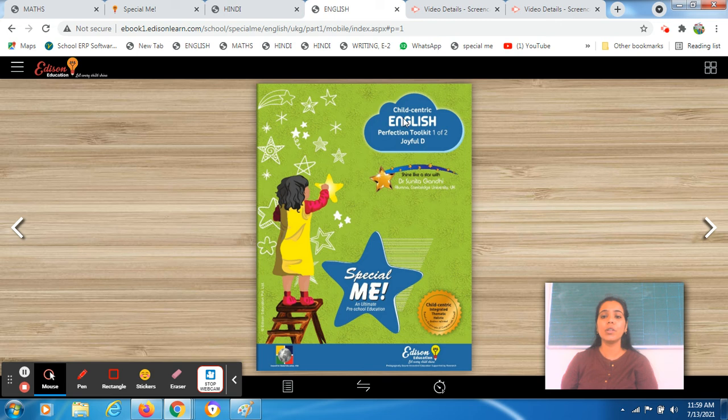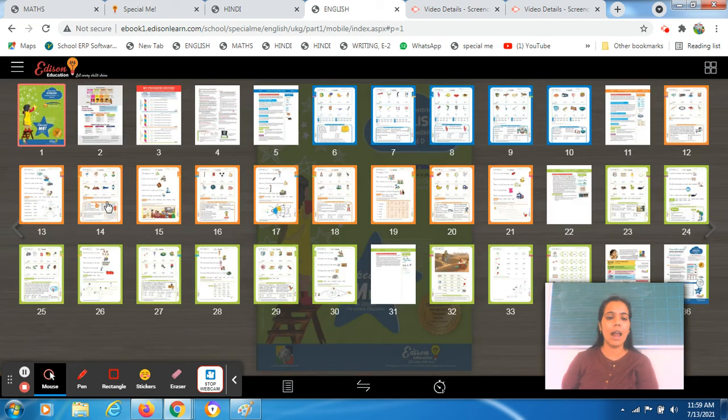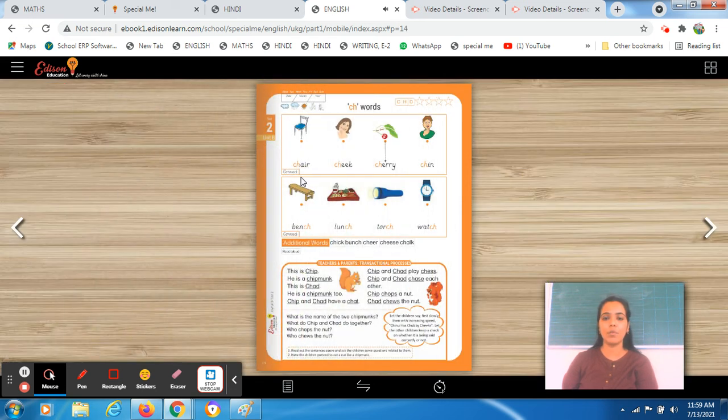So let's start today's concept. Students, you all have to bring out your Child Centric English Perfection Toolkit 1 of 2, Joyful. Let me introduce you to a new blend today. Are you all interested? Yes? Okay, let's start. You all have to come to page number 14. Please open page number 14 from your book. Yes, you all have to bring out your pencil as well.